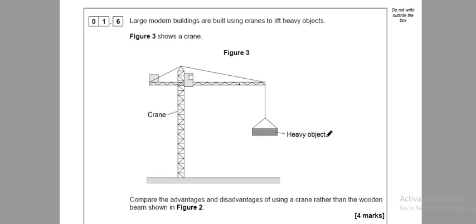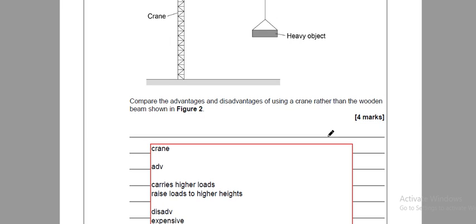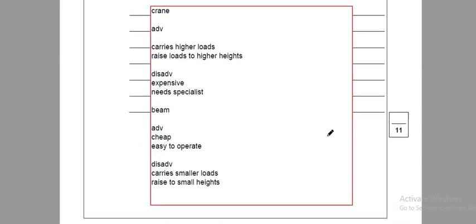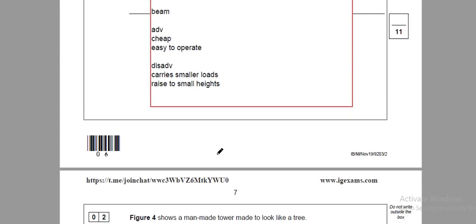Large modern buildings are built using cranes to lift the weight. Compare the advantage and disadvantage of a crane with a wooden beam. The crane has the advantage of carrying higher loads and raising loads to higher heights, but it is expensive and needs specialists. The beam has the advantage of being cheap and easy to operate, but the disadvantage of carrying smaller loads and raising them to smaller heights.